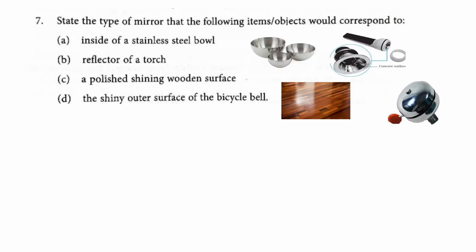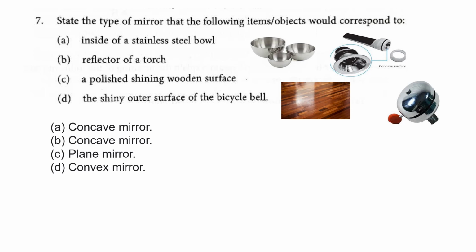State the type of the mirror that the following items or objects would correspond to. Inside of a stainless steel bowl, reflector of a torch, polished shining wooden surface and the shiny outer surface of the bicycle bell. So the answer for this one, for question A, it is concave. You can see in the images given. Reflector of a torch, concave. Polished shining wooden surface, plane. Then shiny outer surface of the bicycle bell will be convex.